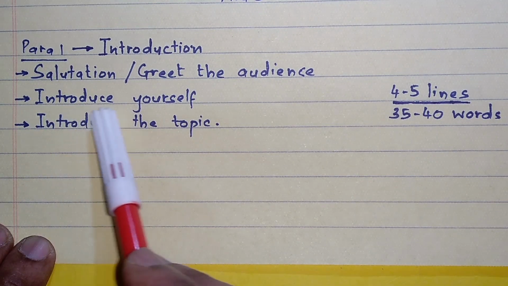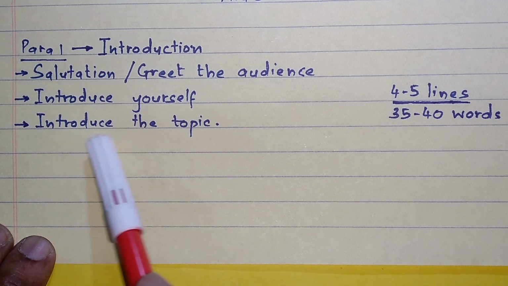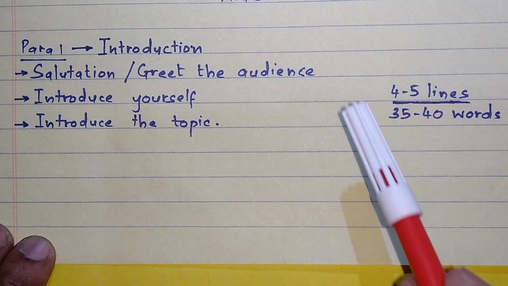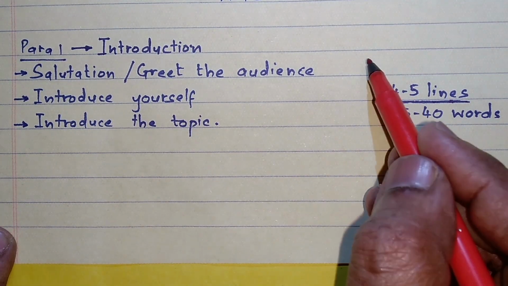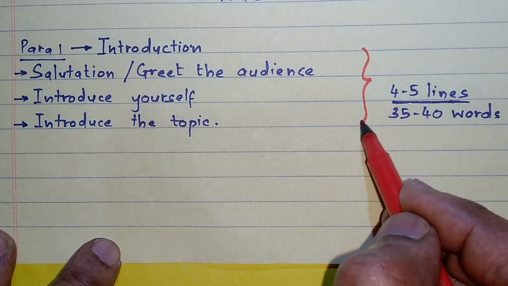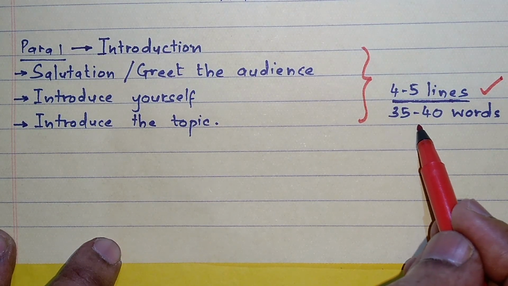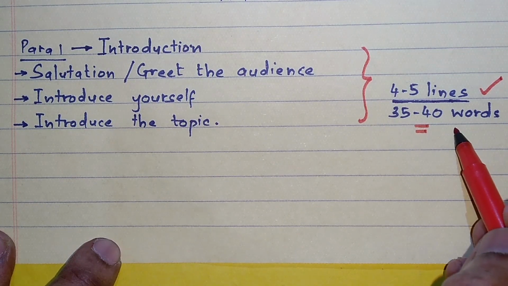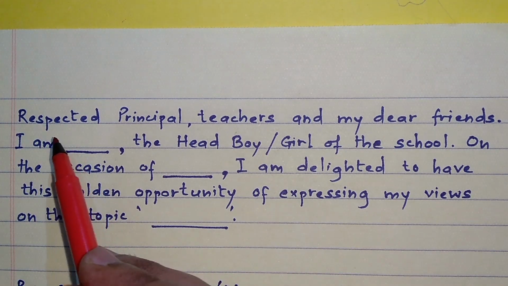Secondly, you have to introduce yourself. And thirdly, you have to introduce the topic that is given to you. Remember that the entire paragraph 1 should be covered up in 4 to 5 lines. That is, the maximum word limit should be 35 to 40 words. This is how we are supposed to write the first paragraph.